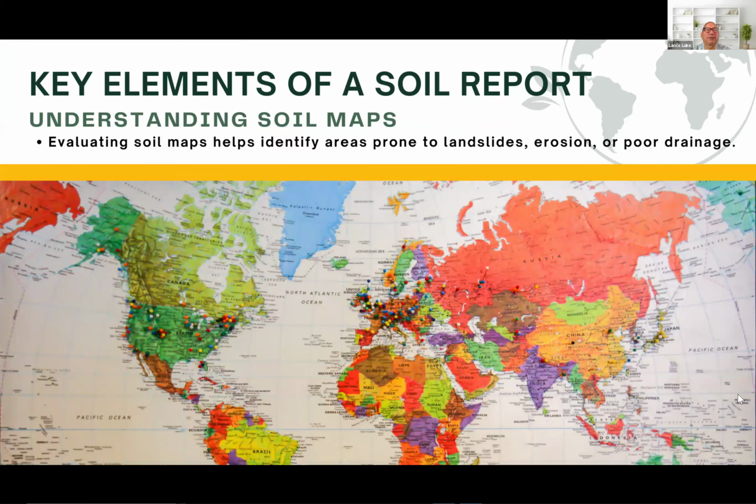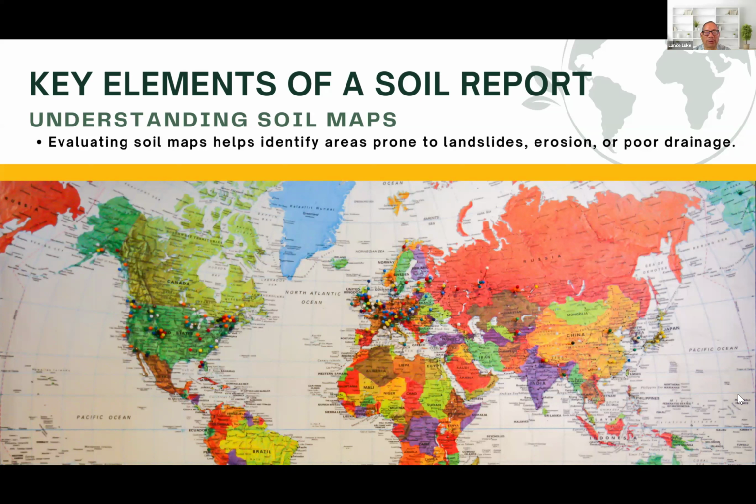So believe it or not, there are actually soil maps. Evaluating soil maps helps identify areas prone to landslides, erosion, and things like that. It's sort of like a map for history, where you have countries and areas, but then designated bad soil areas and all that.